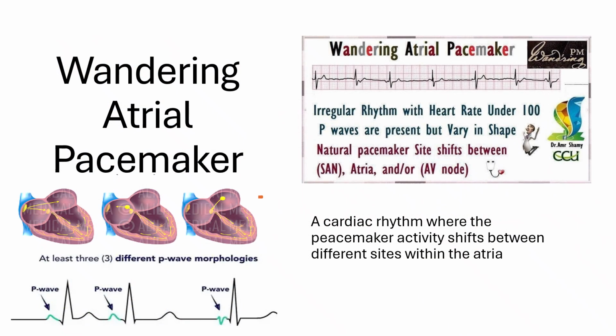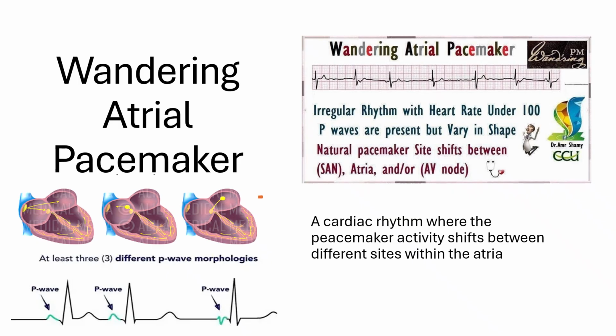Let's talk about wandering atrial pacemaker. This is actually a really cool rhythm. You're not required to interpret it from this course, but you will see it in the clinical setting. So with wandering pacemaker, your default pacemaker site is going to shift between your SA node and your AV node. So you're going to be going in between a sinus and a junctional rhythm. And what's going on is these sites are actually competing to become that natural pacemaker.